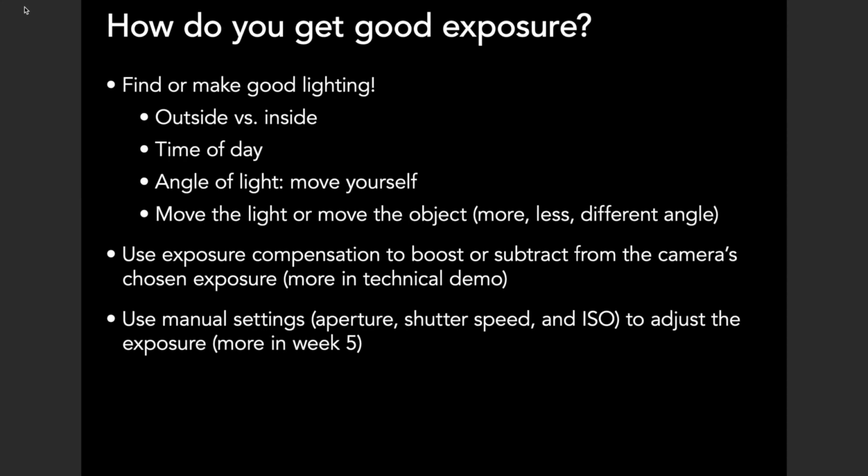How do you get a good exposure? Well, the first step is to find or make good lighting. If you don't have studio lights, the best thing that you can do is go outside as opposed to inside. Even outside on a cloudy day or a rainy day has better light than inside lights. The sun is just a strong light and it makes for good photographs.